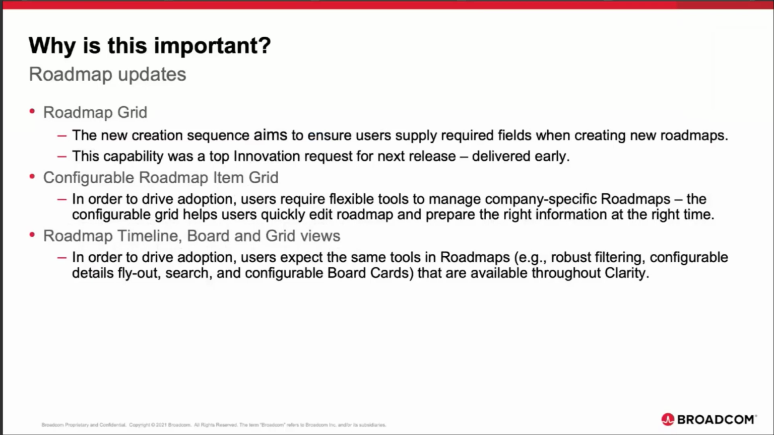Regarding the roadmap item grid, delivering the configurable roadmap item grid is important to drive adoption. Users have become really accustomed to the flexible tools to manage company-specific roadmaps. The configurable grid helps users quickly manage large amounts of roadmap data and prepare the right information at the right time. The improvements to the roadmap timeline, board, and grid views also drive adoption. Users expect these same tools in roadmaps, such as the filtering, the detail flyout, the search, and configurable board cards that are available throughout other parts of Clarity.